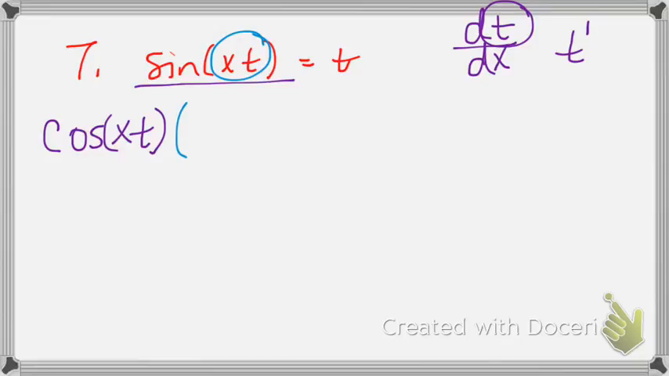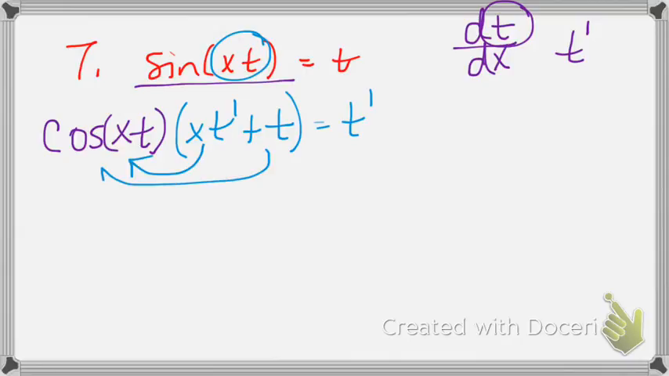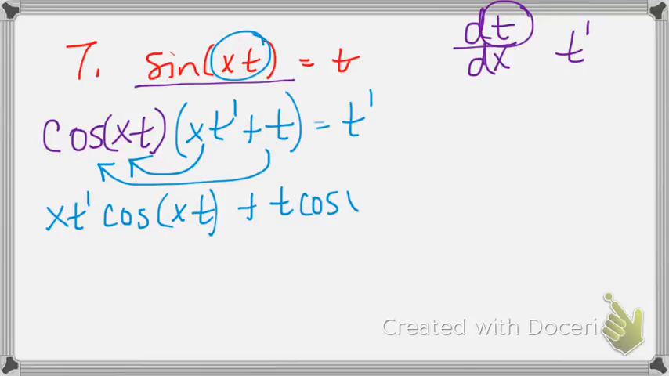I'm going to use the product rule: first times the derivative of the second, t prime, plus the second times the derivative of the first, which is 1, and then the derivative of t again is t prime. I'm doing the t primes because t is like y. Alright, I want my t primes together, and one of the things that I think is easiest is to go ahead and just multiply this right here. So I'm going to make it x t prime cosine of xt plus t cosine of xt equals t prime.